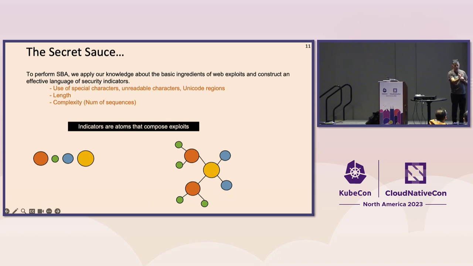We take each and every value, for example, a header has a value, a query string has a value inside, or a JSON body has some keys and some values. Each and every value, we take that, and we look if that value includes a semicolon, curly brackets, dollar sign, quotes, comma, unreadable characters. There are plenty of those, which people use to build exploits because they have special meanings in certain languages, for example. So we know how people build exploits, therefore we know what the ingredients are that people are using. Now, these will be our security indicators.